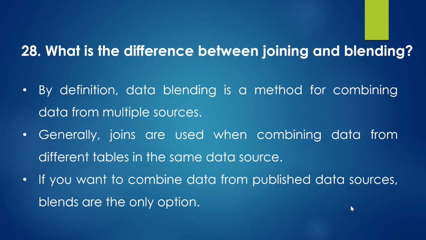So data blending is a method for combining data from multiple sources, and generally joins are used when combining data from different tables in the same data source. So for example, if we have several tables in the same data source, generally we use joins. But the only situation where we have to use blending is if we want to combine data from published data sources. For example, if we publish our data sources on Tableau Server, then we cannot use joins. In this case, we have to use blending. Okay, so this is the only situation where we have to use blending over joins, because joins cannot be used to combine published data sources.